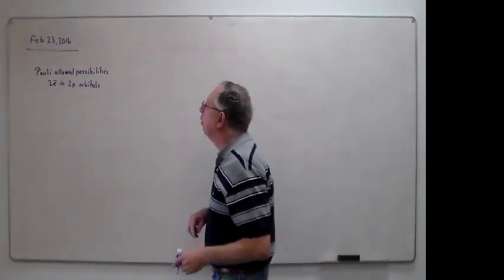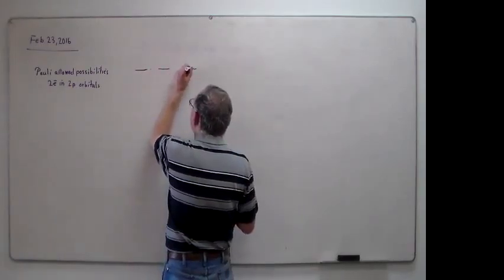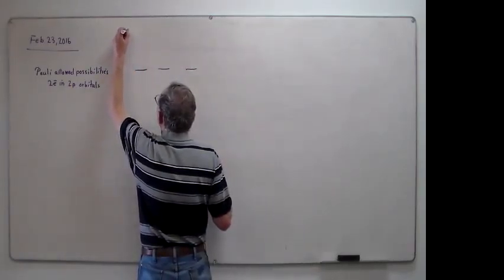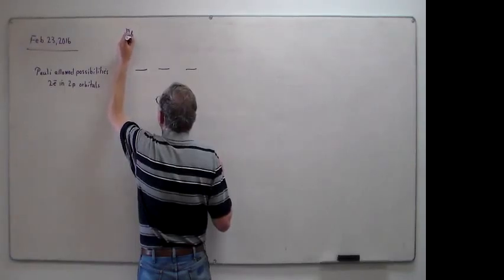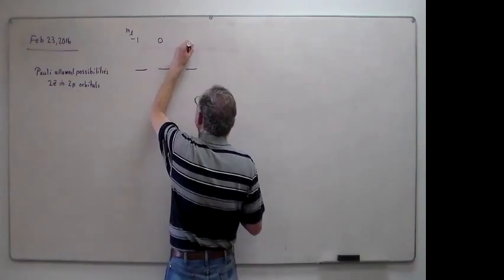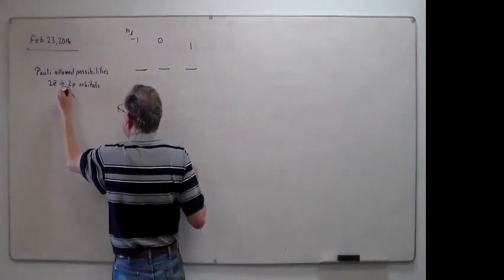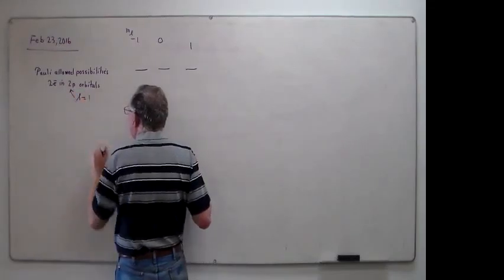So how many p orbitals are there? There are 3 with m sub l values of -1, 0, and 1. Of course, for a p orbital, L equals 1.